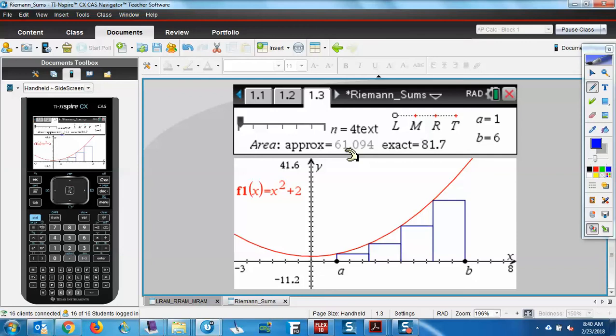Well, for a set number of rectangles, if you're going to do 10 rectangles, 10 midpoint rectangles will always be more accurate than 10 rights or 10 lefts.